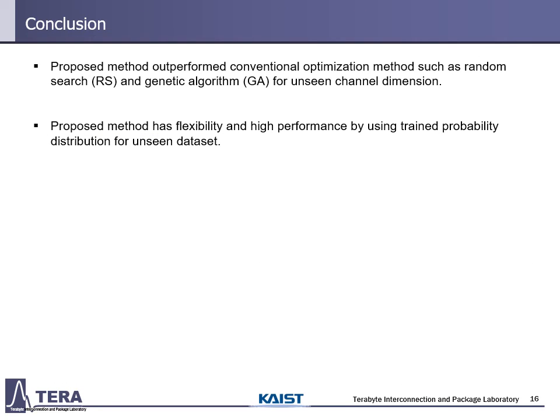And this is the conclusion. First, the proposed method outperformed conventional optimization methods such as random search and genetic algorithm for unseen channel dimension. So finally, the proposed method has flexibility and high performance by using the trained probability distribution for unseen dataset.